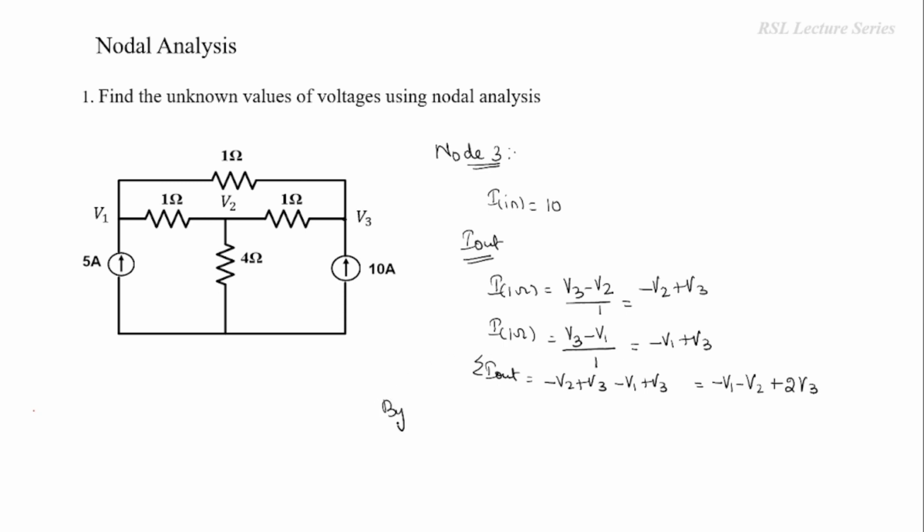So now by Kirchhoff's current law, sum of the incoming currents is equal to sum of the outgoing currents in a node. So now the node 3 equation is given by minus V1 minus V2 plus 2V3 equal to 10. So this is equation number 3.